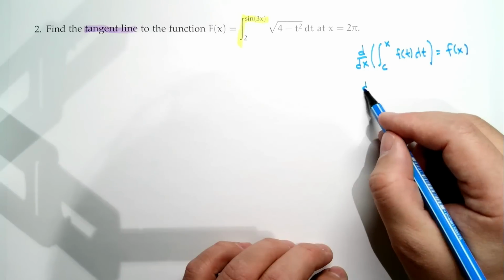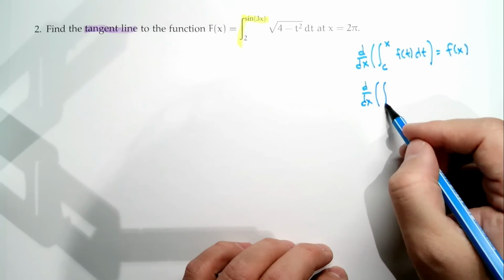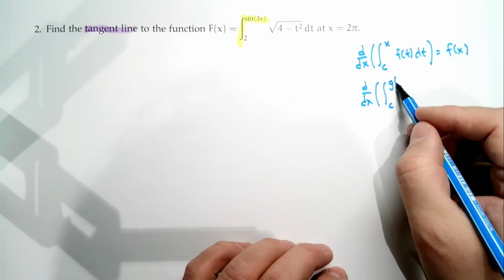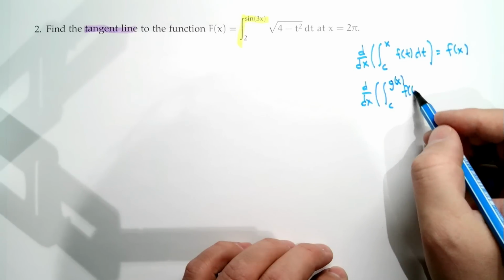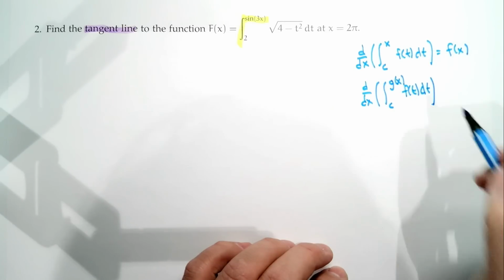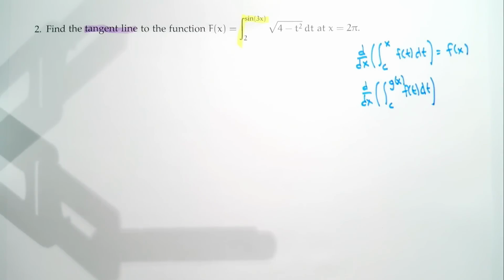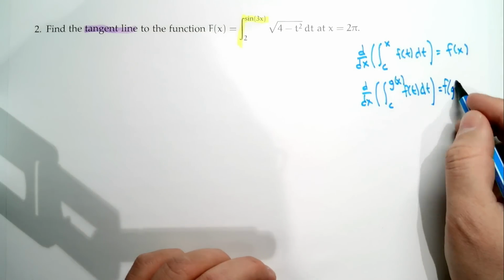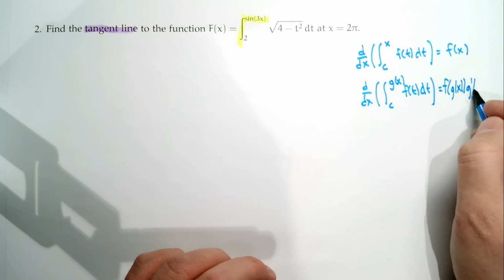Of course, there's other variations, and we'll probably use the following. Instead of going from c up to x, maybe we'll go from c up to g of x of f of t dt. Because that's really what we have here, we have sine of 3x. And when you do this, you're adding the chain rule in with the fundamental theorem. That gives you f of g of x times g prime of x.